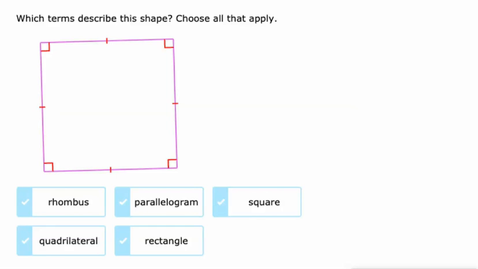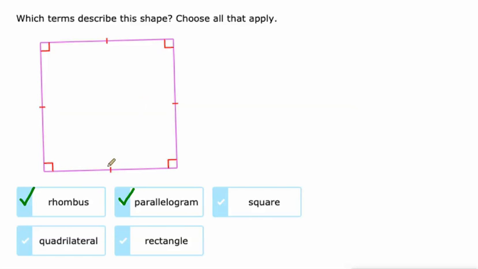Okay, so this one's kind of interesting, and we'll end on this one. It says choose all that apply. Well, this is a rhombus because it's got four equal sides. So any quadrilateral with four equal sides is a rhombus. This is a parallelogram because its opposite sides are parallel.